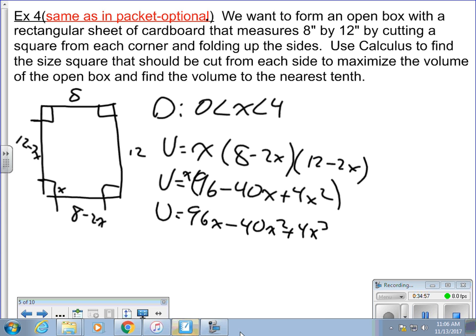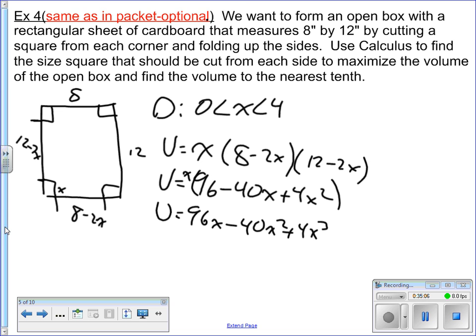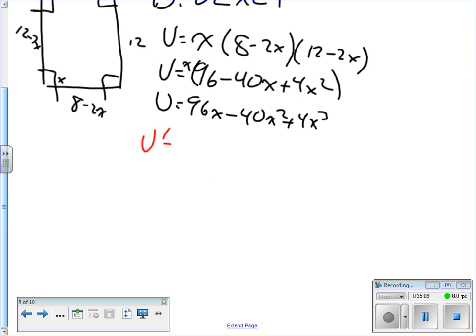And when in doubt, what do you do? Set it equal to 0. No, you don't set that equal to 0. You take the derivative, set it equal to 0. Do so. And I can all but guarantee that this is not factorable. I do not expect you to use the quadratic formula.